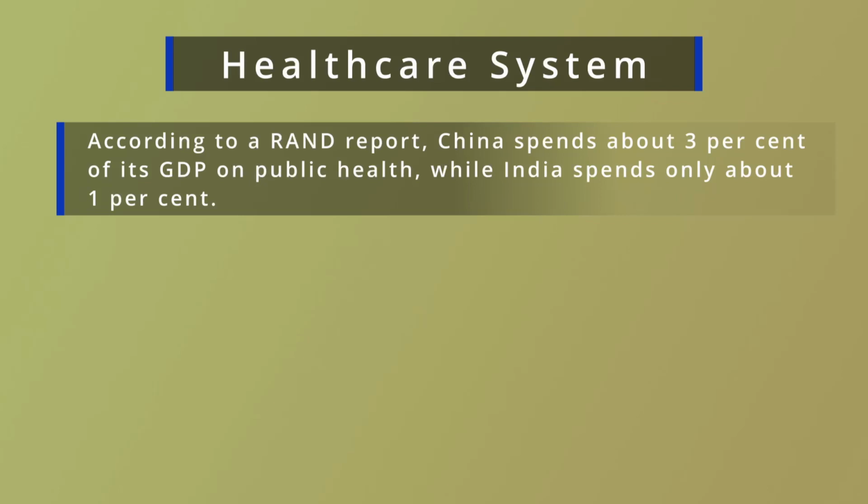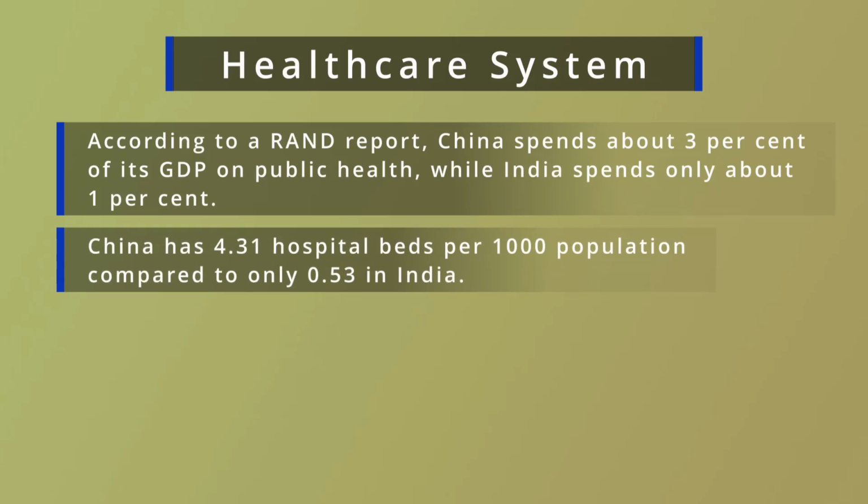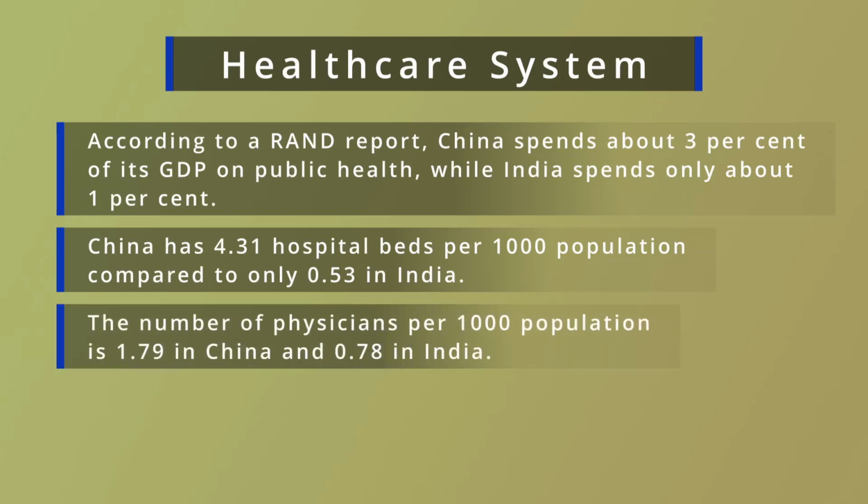Accordingly, we have noticed a significant difference in physical health infrastructure. One of the important indicators of physical health infrastructure is hospital beds per thousand population. China has 4.31 hospital beds per thousand population compared to only 0.53 in the case of India, and the number of physicians per thousand population is 1.79 in China, and in the case of India it is only 0.78.